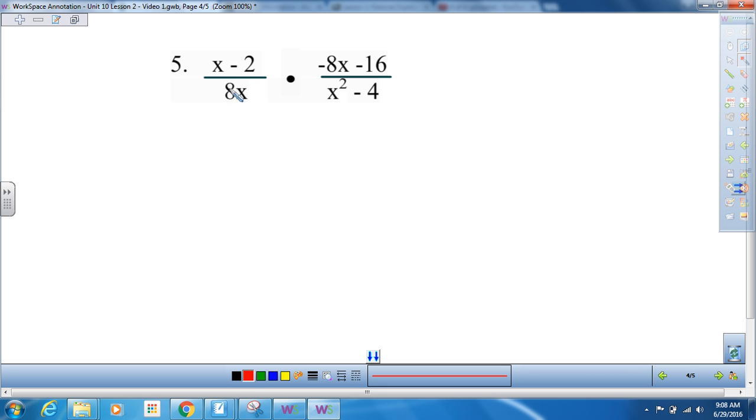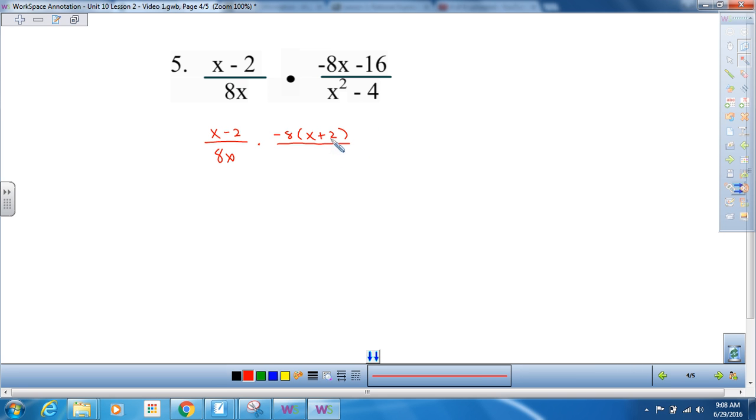Okay, so nothing can cancel or factor in the x minus 2. No common factors, and it's not quadratic. There's not perfect squares. There can be something that's factored out of the negative 8x minus 16. So I'll do that. And this 8x can't factor. Okay, so I'm going to factor out a negative 8 from the negative 8x minus 16, so I'm going to get x plus 2.